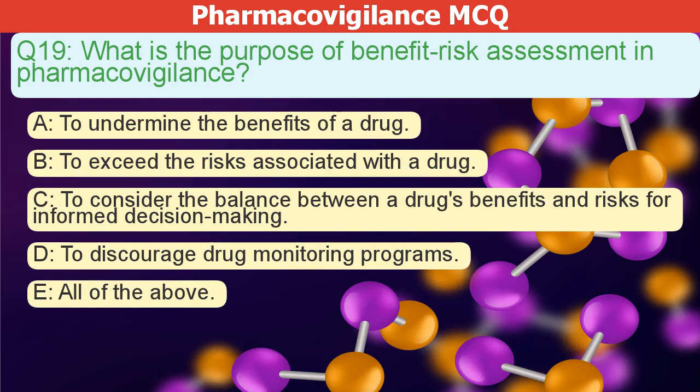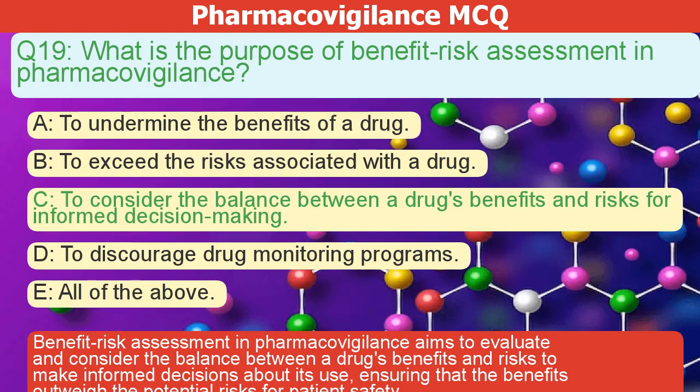What is the purpose of benefit-risk assessment in pharmacovigilance? A. To undermine the benefits of a drug. B. To exceed the risks associated with a drug. C. To consider the balance between a drug's benefits and risks for informed decision-making. D. To discourage drug monitoring programs. E. All of the above.